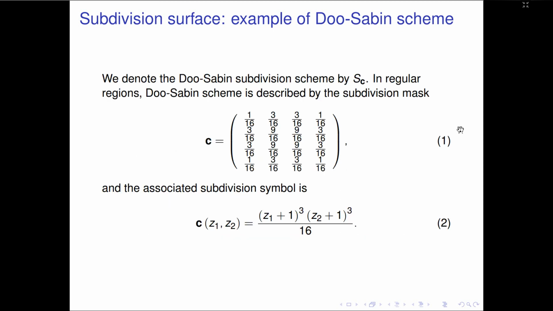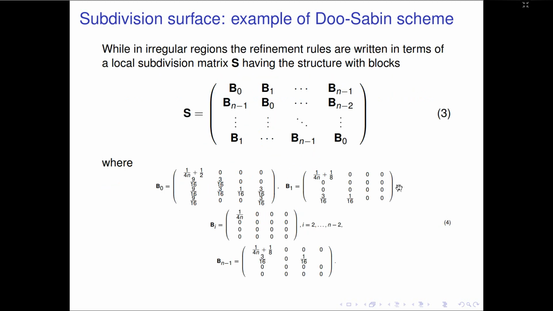This Dosavant scheme can be expressed in matrix formula. For the regular mesh, we have this that's generated by the tensor product of the Chaikin scheme or the quartic B-spline, and that can be expressed as follows. For the irregular mesh, we can express the Dosavant subdivision matrix like this.